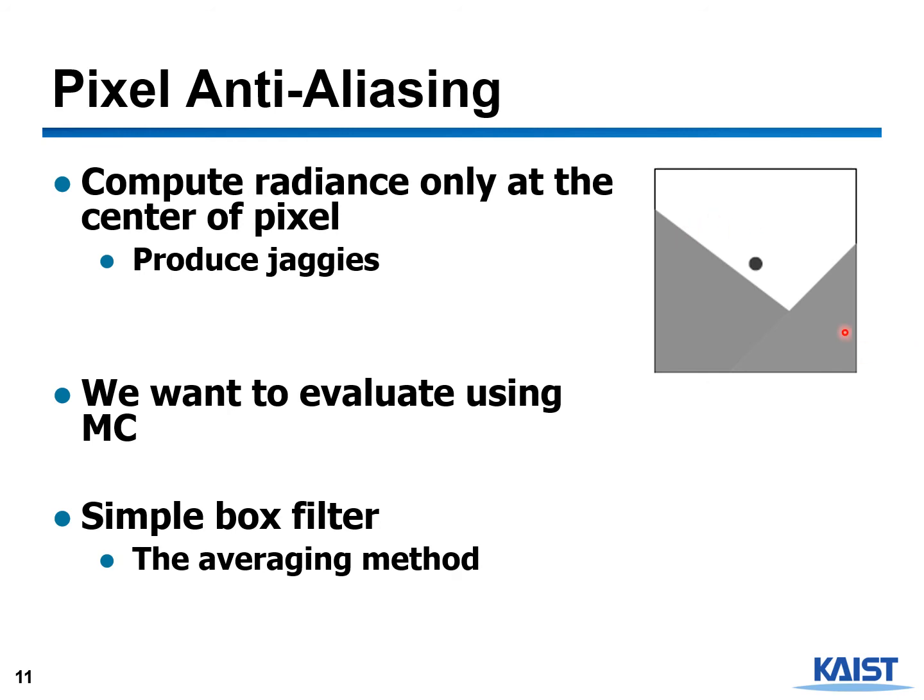In other words, we can just use the Monte Carlo approach. We can generate n different samples within this pixel, and once we compute the radiance value for each ray, we evaluate the Monte Carlo estimate and just take the average, which is known as the simple box filter. I'm not going to talk about the details here, but this averaging method turns out to be the box filter shape in the frequency domain.